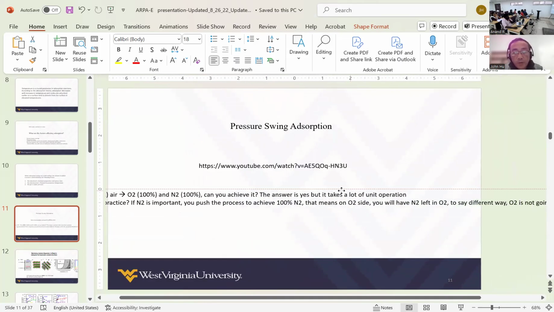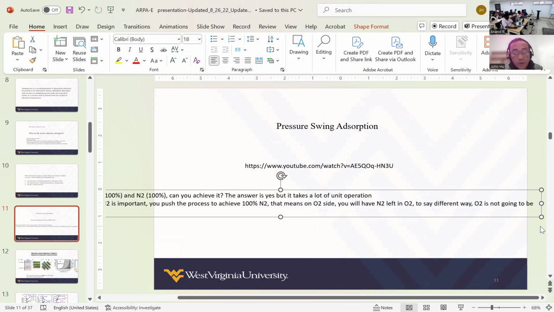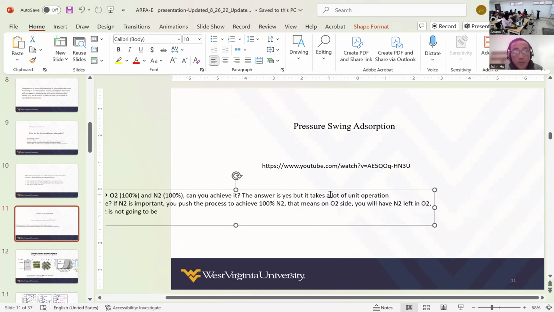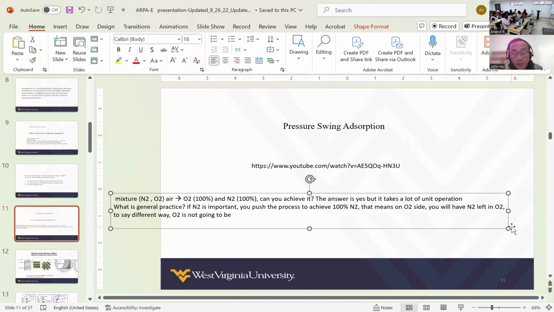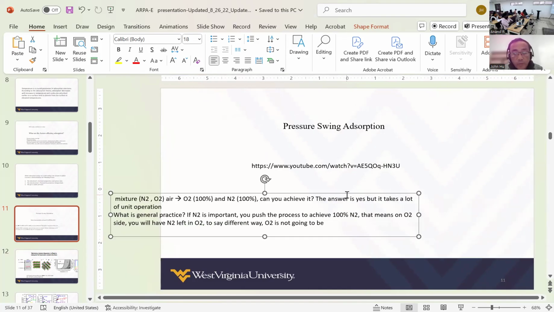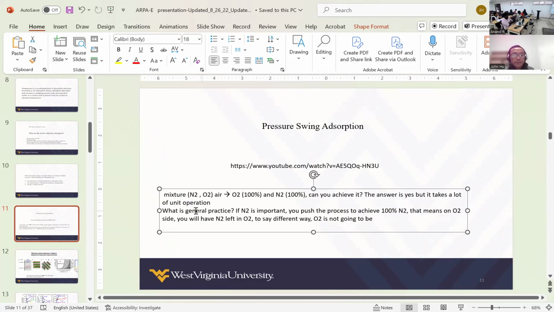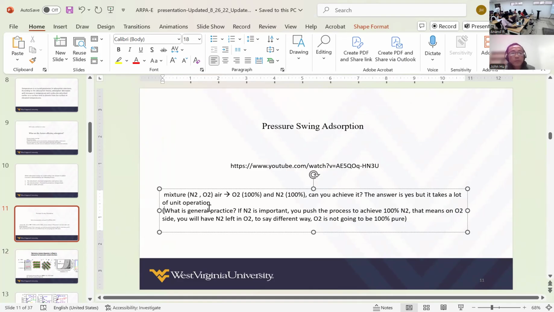Okay. I want everyone to read this. So this is the so-called general practice, how you practice the pressure swing in the real world. Yeah, please read this, what I put in here. So what is general practice in PSA?